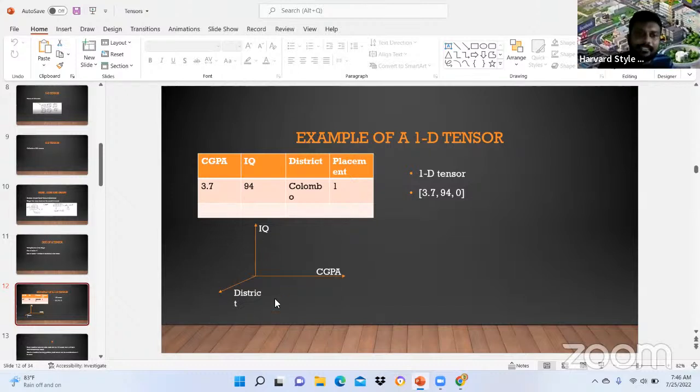Now guys, here you have 3 things, isn't it? This is a vector, but the dimension of this vector is 3 because it has 3 values. So you can put it this way: CGPA is in this direction, IQ is this direction, district is this direction. This is the representation of the vector: CGPA, IQ, and the district.